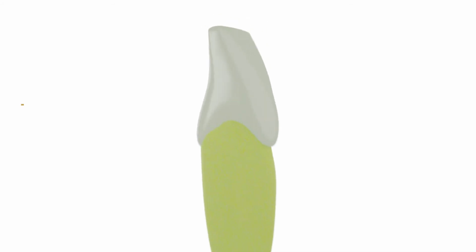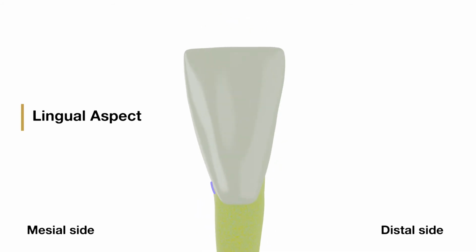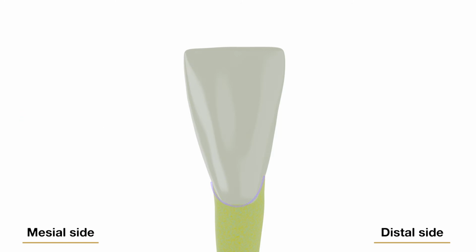Now let us move on to the lingual aspect. The cervical line is similar to that of the labial aspect with the curvature rootwise. Just below the cervical line, there is a smooth convexity known as cingulum. Lingual surface of the crown is smooth with very slight concavity at the incisal 1/3, known as lingual fossa, which lies between the inconspicuous marginal ridges.